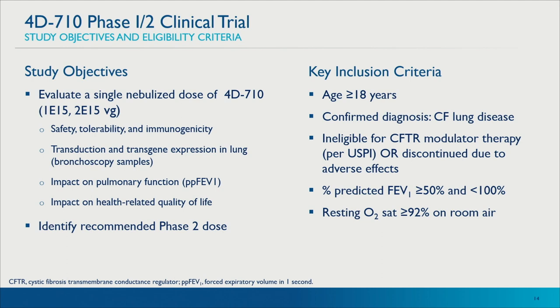Key inclusion criteria. So they have to be adults. They have to have a confirmed diagnosis of CF lung disease. They must be ineligible for CFTR modulator therapy based on the United States prescribing information, or they can discontinue it due to intolerance. Their percent predicted FEV1 must be between 50 and 100, and their resting oxygen saturations are greater than 92% on room air. One of the key exclusions is prior gene therapy. You can see all of the exclusion criteria on clinicaltrials.gov.